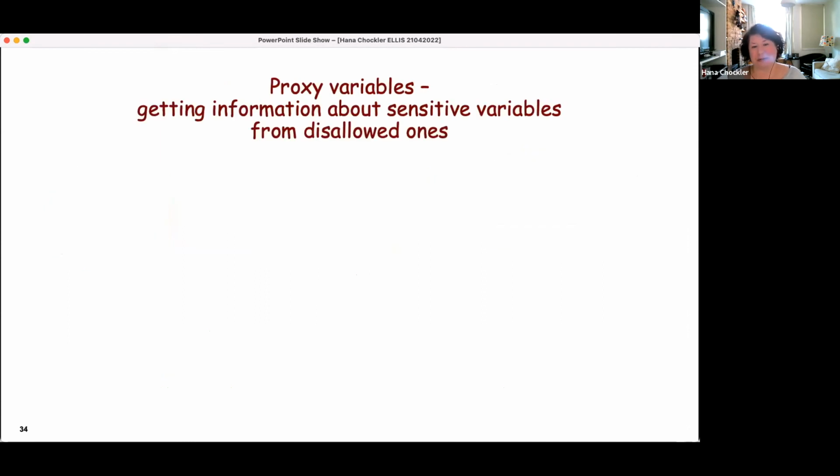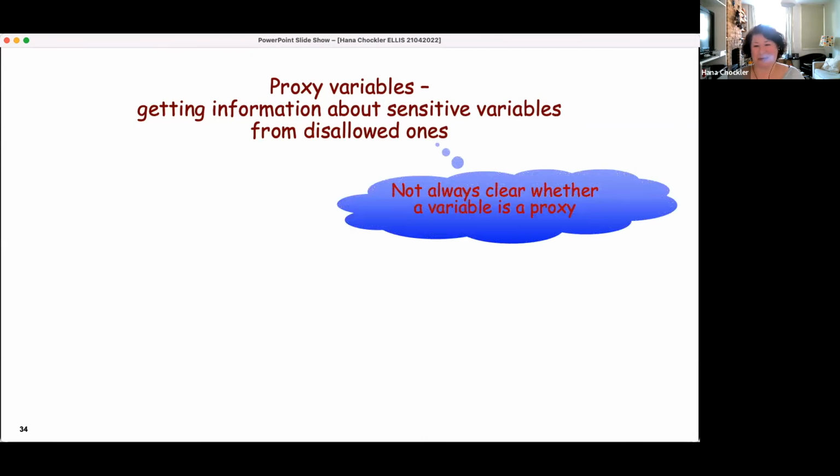Proxy variables get information about sensitive variables from disallowed ones. So the ones that are actually not allowed to correlate with sensitive variables because of business necessity. There's no business necessity that allows the bank to use them. So it's not always clear whether a variable is a proxy.